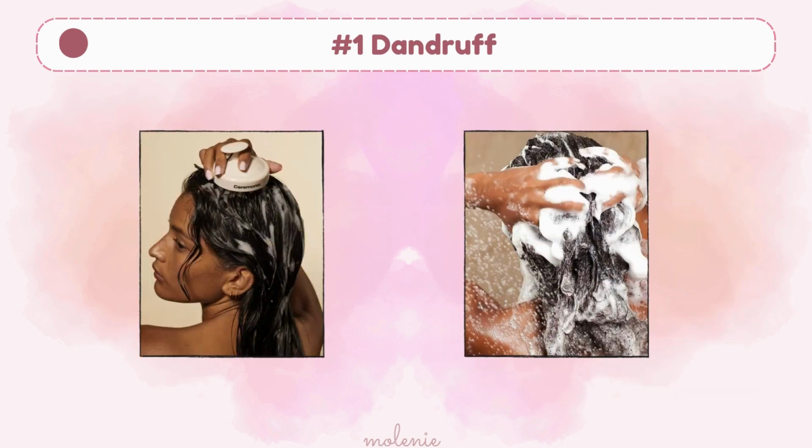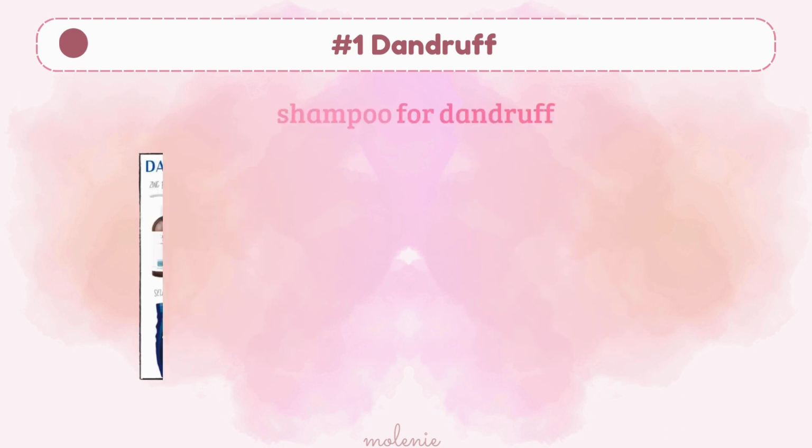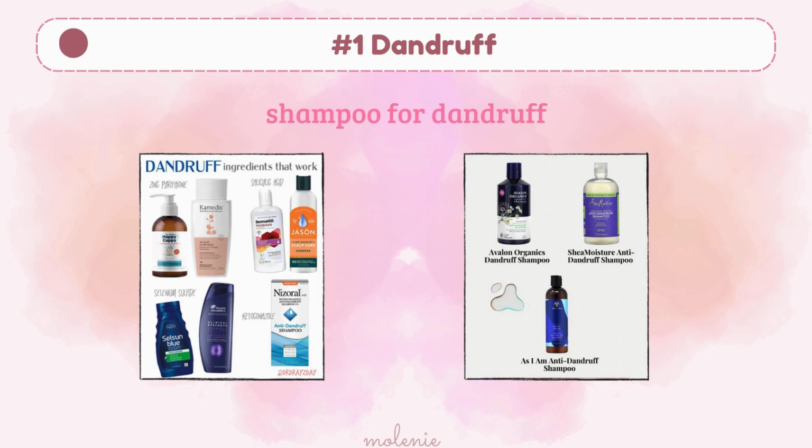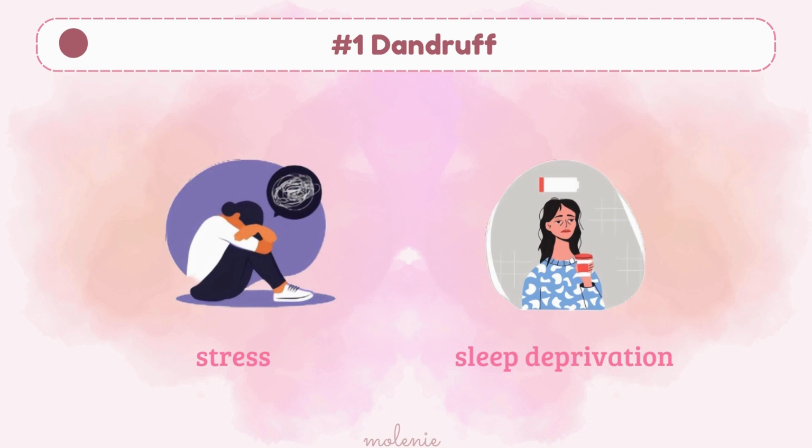Typically, dandruff can be treated simply by washing your hair more often with over-the-counter anti-dandruff or coal tar shampoos. You may need to continue using anti-dandruff shampoo to keep the flakes at bay. And avoiding triggers such as stress and sleep deprivation may also be a useful part of your strategy.